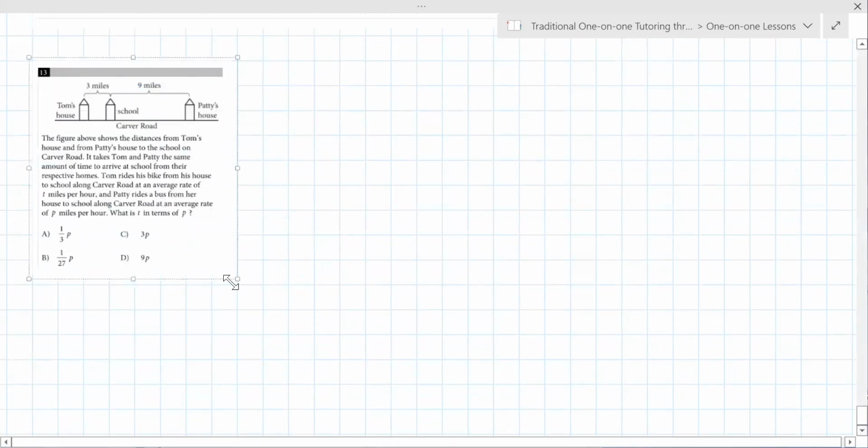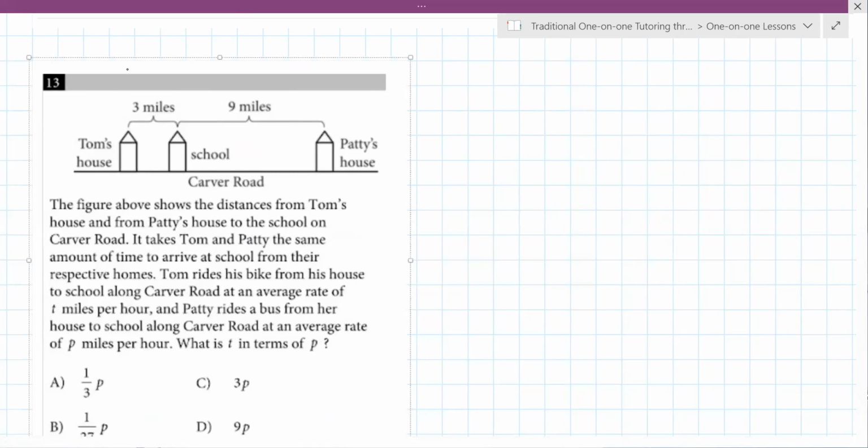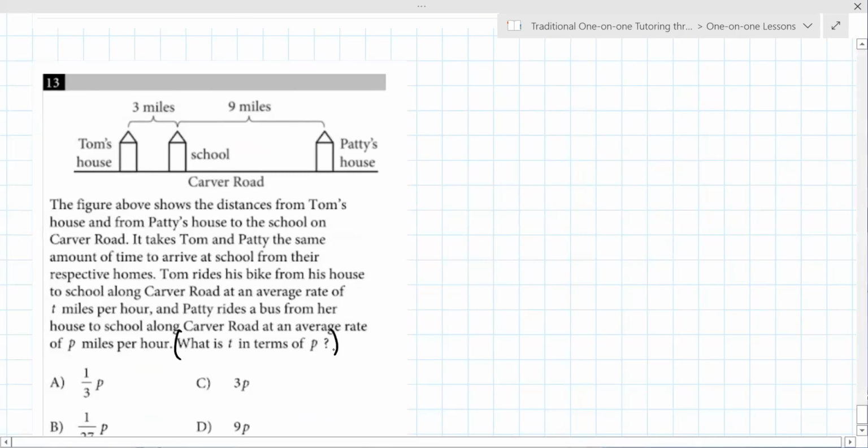Okay, here's a new question. So a lot of words again. As always, let's go down to the actual question. It says, what is T in terms of P? So we actually have no idea what T is, so we actually have to go back.